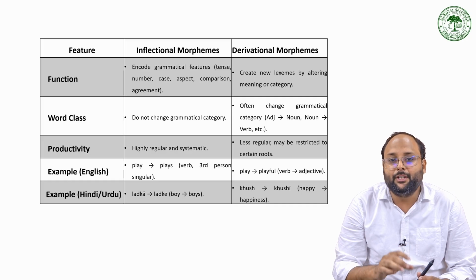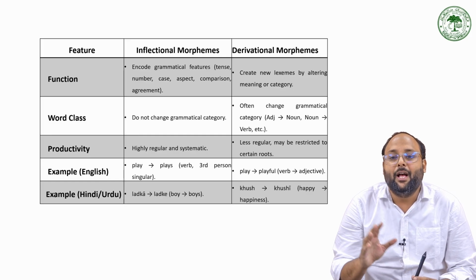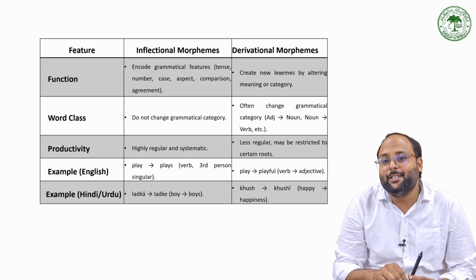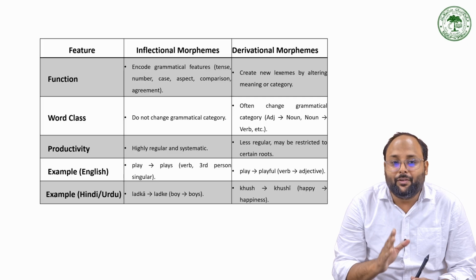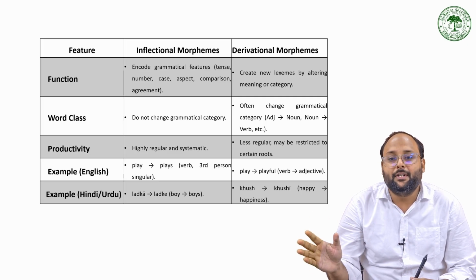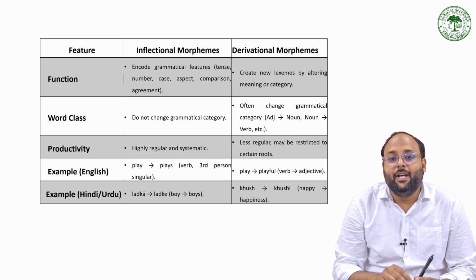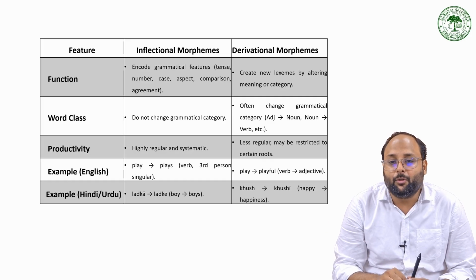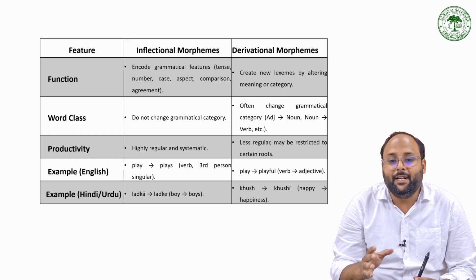The function of inflectional morphemes is to encode grammatical features like tense, number, case, aspect, comparison and gender, while the derivational morphemes create new lexemes by altering the meaning or category. In terms of word class, inflectional morphemes do not change the word class, but derivational morphemes change the word class. In terms of productivity, inflectional morphemes are highly productive, while derivational morphemes are not productive in nature. We can have the example like play to plays to played to playing.